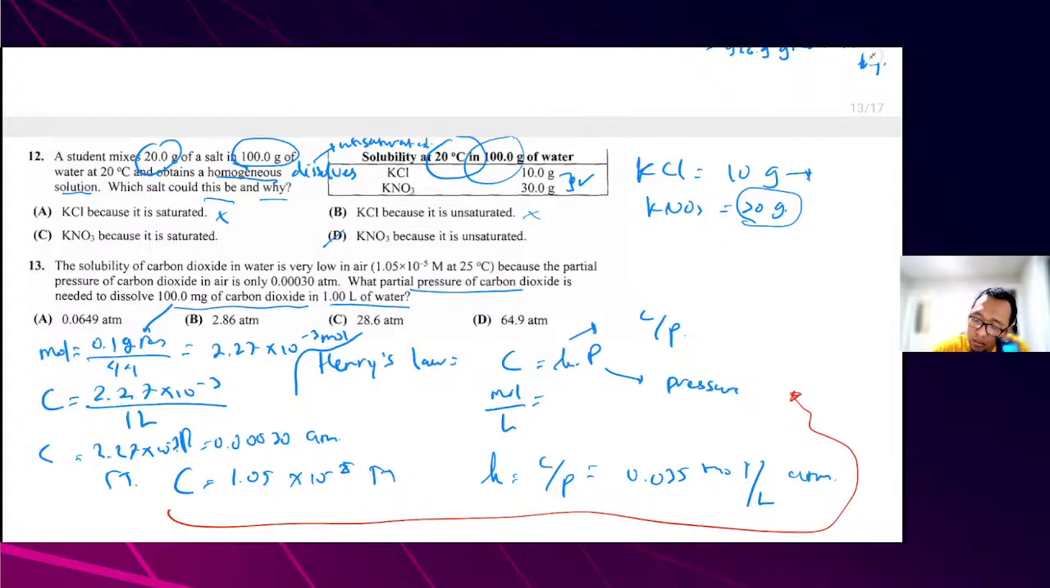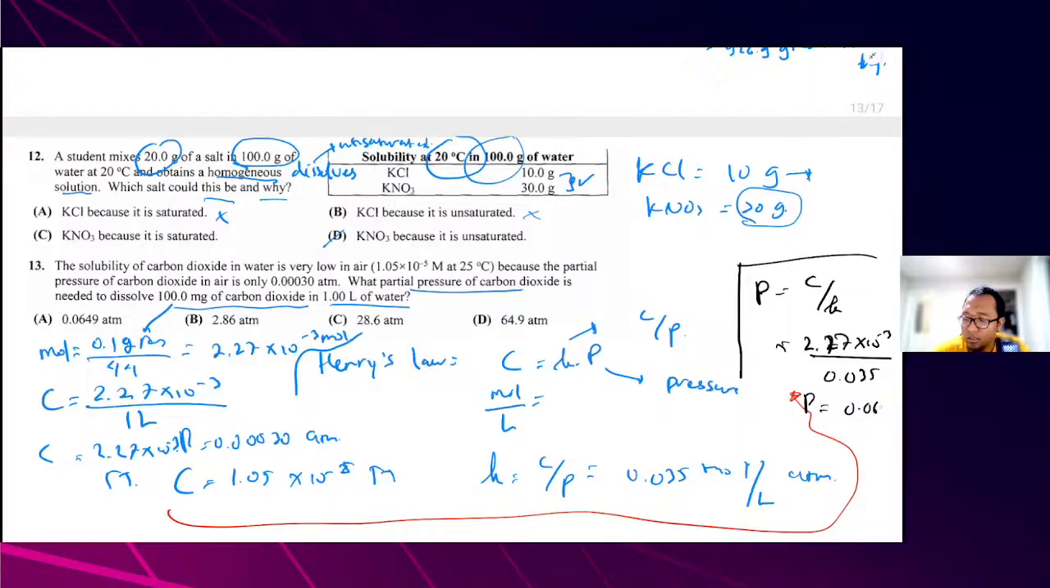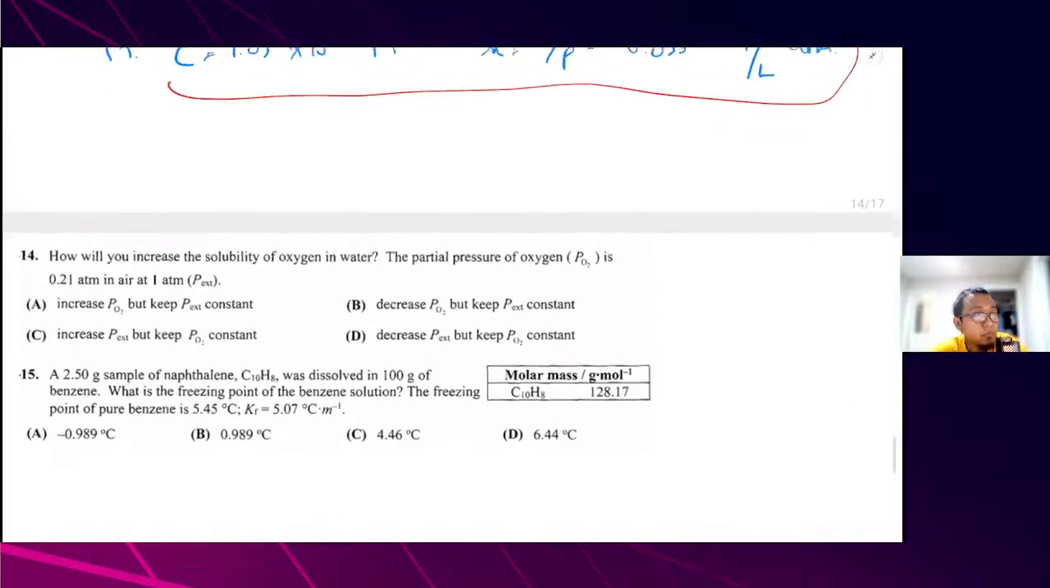To get the partial pressure is easy. Just P equals C divided by K. C is 2.27 times 10 minus 3 divided by K, and K is 0.035. So P will be around 0.0649. So the answer will be A.